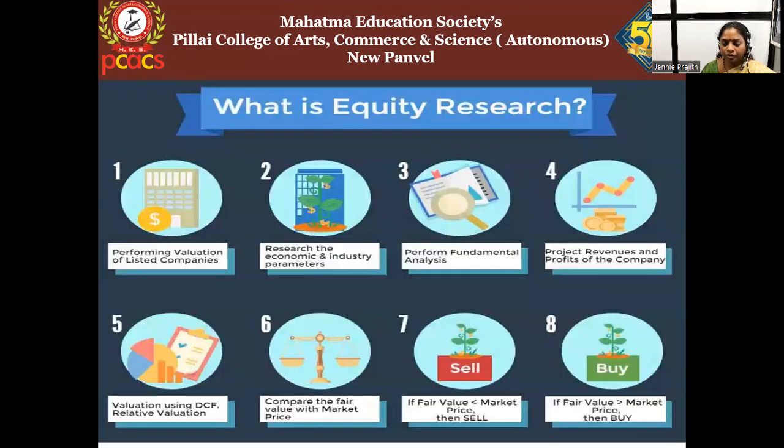Coming towards the process, we have several steps in equity research. Step number 1, we have performance valuation of listed companies. You take out the list of companies which are listed in the stock exchange and go through the performance valuation. Research the economic and industry parameters, that is fundamental analysis. Perform the fundamental analysis. Project revenues and profits of the companies. Valuation using the DCF, discounted cash flow, or relative method.